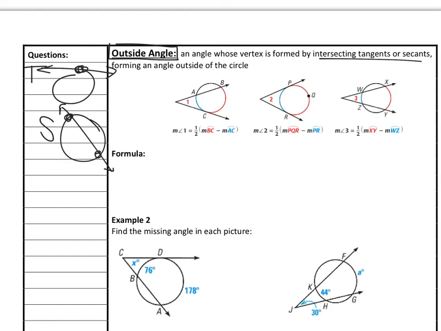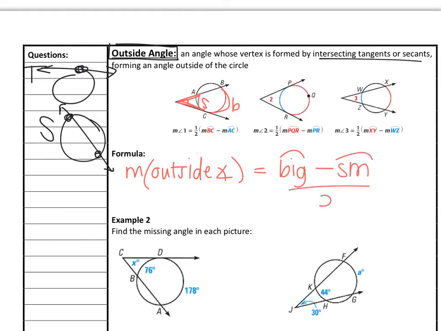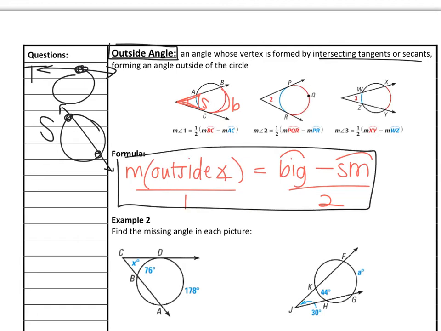Okay? So an angle that's formed outside the circle is equal to the big arc minus the small arc cut in half. So we've got the big arc, the small arc, and then we cut it in half. We're going to write that formula down. Measure of the outside angle equals big arc minus small arc divided by 2. And we can put this side over 1. And again, this is a formula that you do have to memorize.